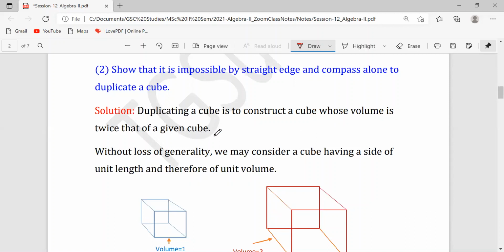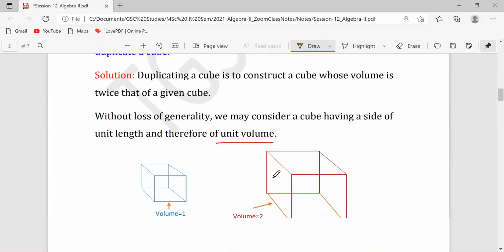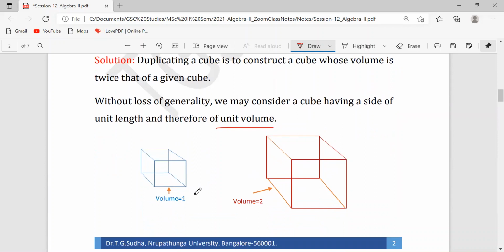So if you are given a cube of x cubic units volume, you need to construct a cube of volume 2x. Without loss of generality, let us consider a cube having a side of unit length so that it will have volume equal to 1, that is, unit volume. So let us take a cube of unit volume. You need to construct a cube of volume equal to 2 cubic units.